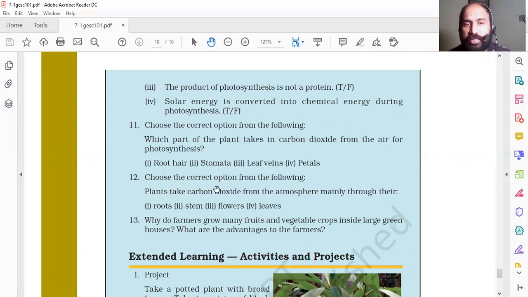So the correct answer is stomata. 12th question, choose the correct option from the following. Plants take carbon dioxide from the atmosphere mainly through their roots, stem, flowers, or leaves. Answer is leaves. From leaves only, it takes more carbon dioxide through stomata.